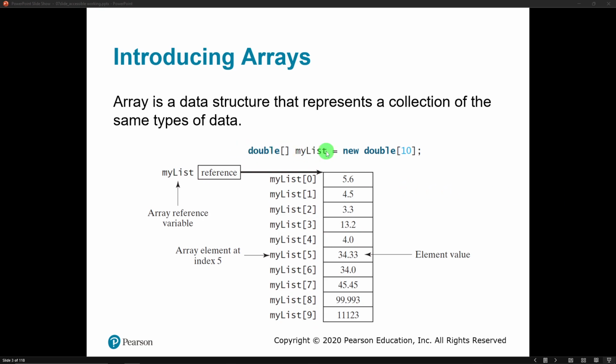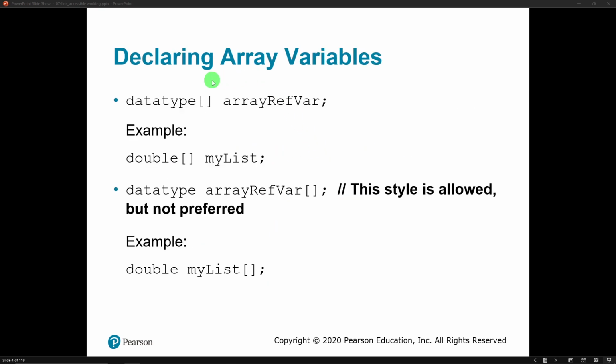So let's examine this statement here in a little bit more detail. How do we declare an array variable? We have to name its data type, followed by the square brackets. The square brackets designate that this is going to be an array of whatever data type we put here. And then we have to give it a variable name. This isn't really any different from declaring any other type of variable.